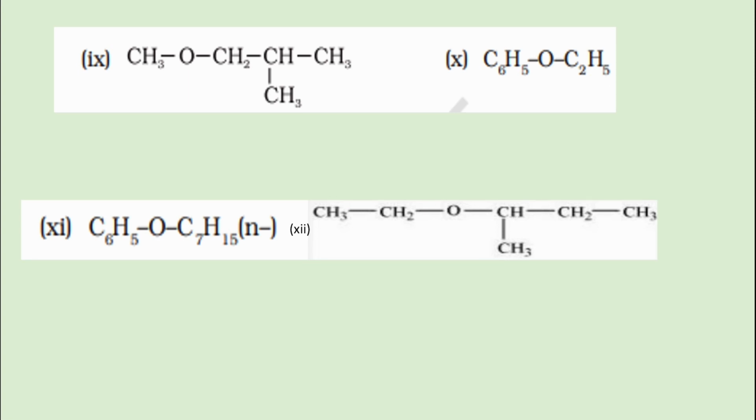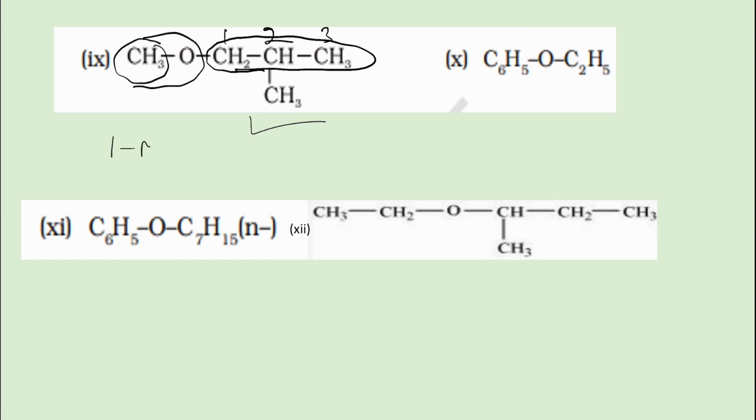Next, ethers. You have one carbon on this side and 4 on the right side, so clearly this is the alkane part. 3 carbons in the straight chain, and on the second carbon you have methyl. On the first carbon you have methoxy, on the second carbon you have methyl. So alphabetically methoxy comes first, O comes first. 1-methoxy-2-methylpropane.